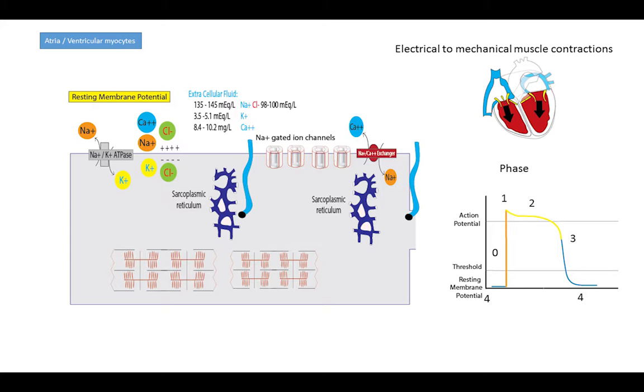This illustration represents a cardiac myocyte. Most cells spend energy maintaining a resting membrane potential. Myocytes maintain a resting membrane potential mainly through sodium-potassium ATPase and sodium-calcium exchangers. The tracing to the right represents the cycle of a myocyte, and the change in membrane potential is designated in phases such as 0, 1, 2, 3, and 4, as seen to the right.